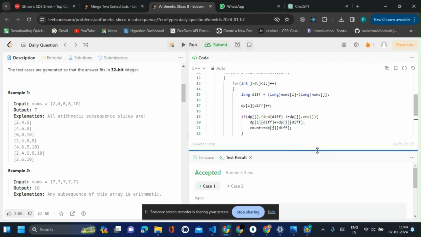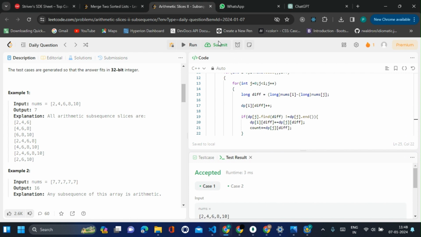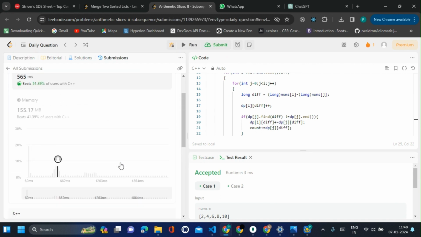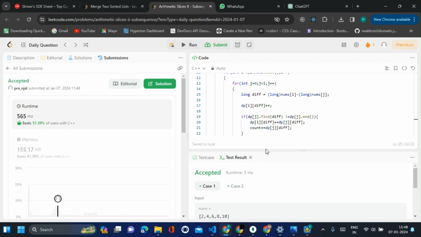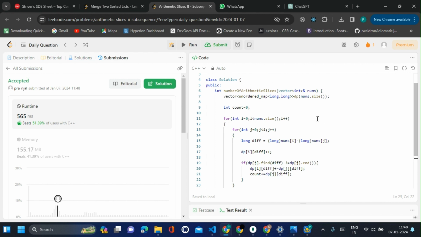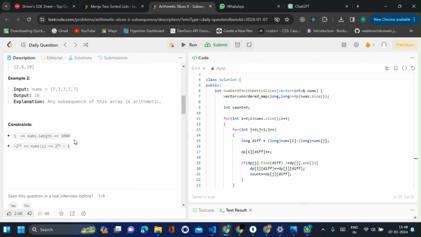Yes, it is giving the correct answer for the test cases. We will submit this. So it is submitted. With time complexity analysis, we will know that this is an n squared solution, but the constraint here is given n equals 1000, so an n squared solution is acceptable.